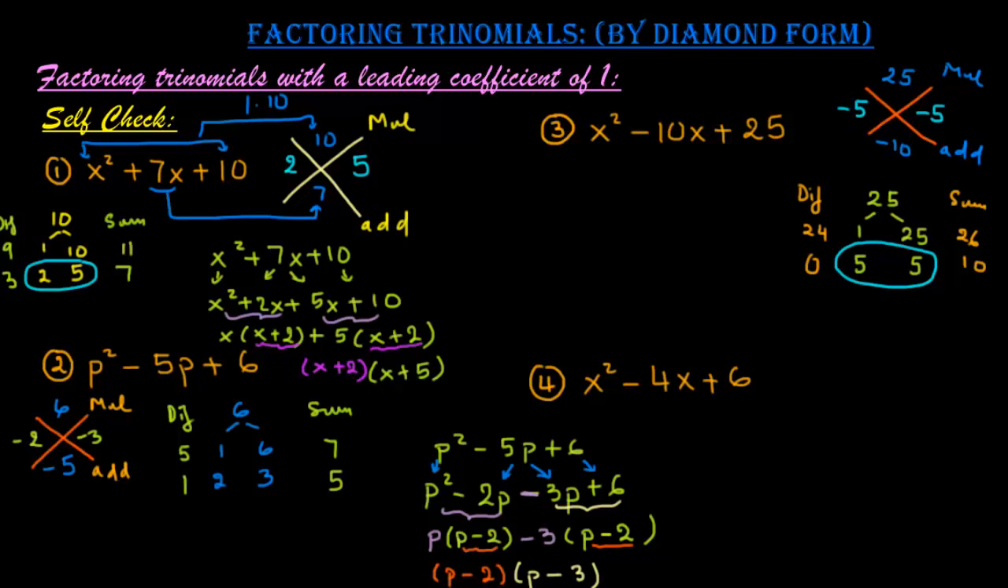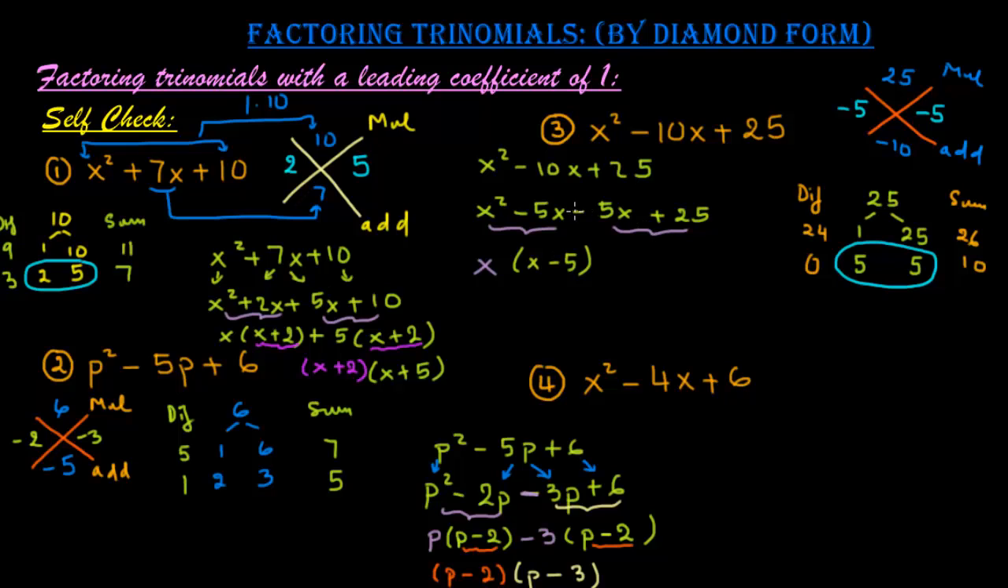Our next step is replace. Let's rewrite the problem first. Minus 10x plus 25. Bring down the first and last term. Replace the middle term by the two numbers we just found, so minus 5x minus 5x. Then we do grouping 2 by 2: first two terms and last two terms. The common factor of the first two terms is x, giving me x minus 5 inside.